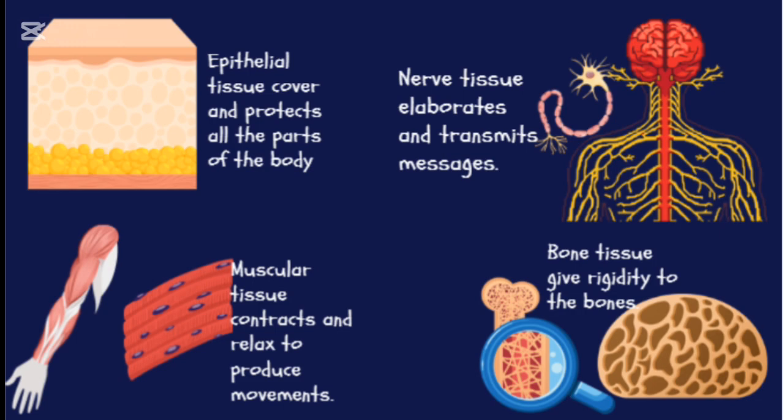Another example, the nerve tissue. This is your messaging system. It works with the brain to send and receive signals. Another type, the muscular tissue. This is your engine. It contracts and relaxes to make you move. And finally, the bone tissue, which provides rigidity. Without the hardness of bone tissue, you'd just be a blob of jelly on the floor.